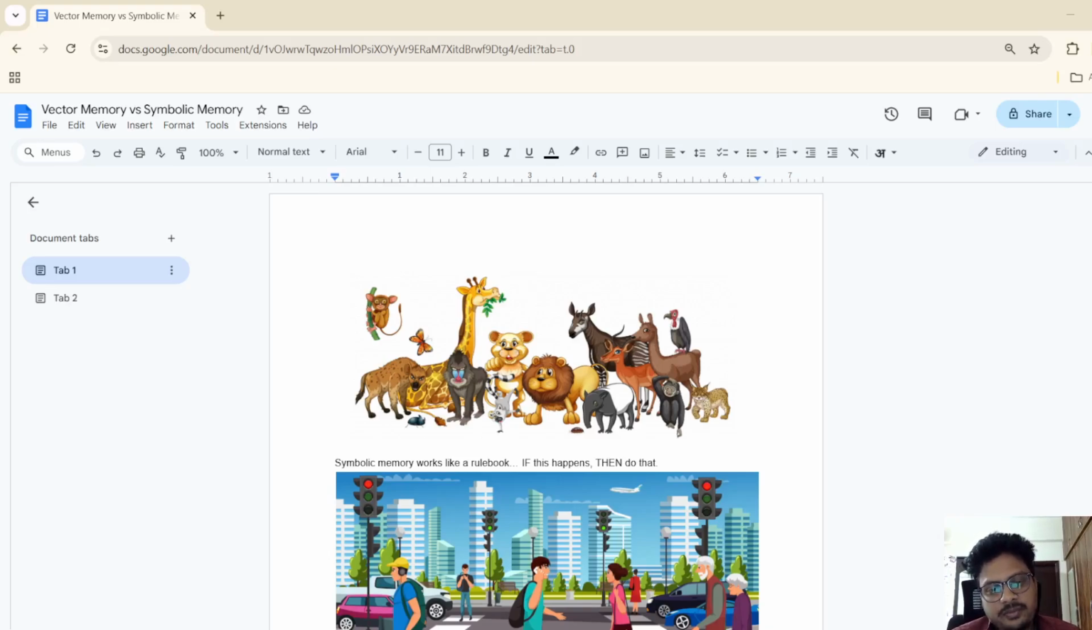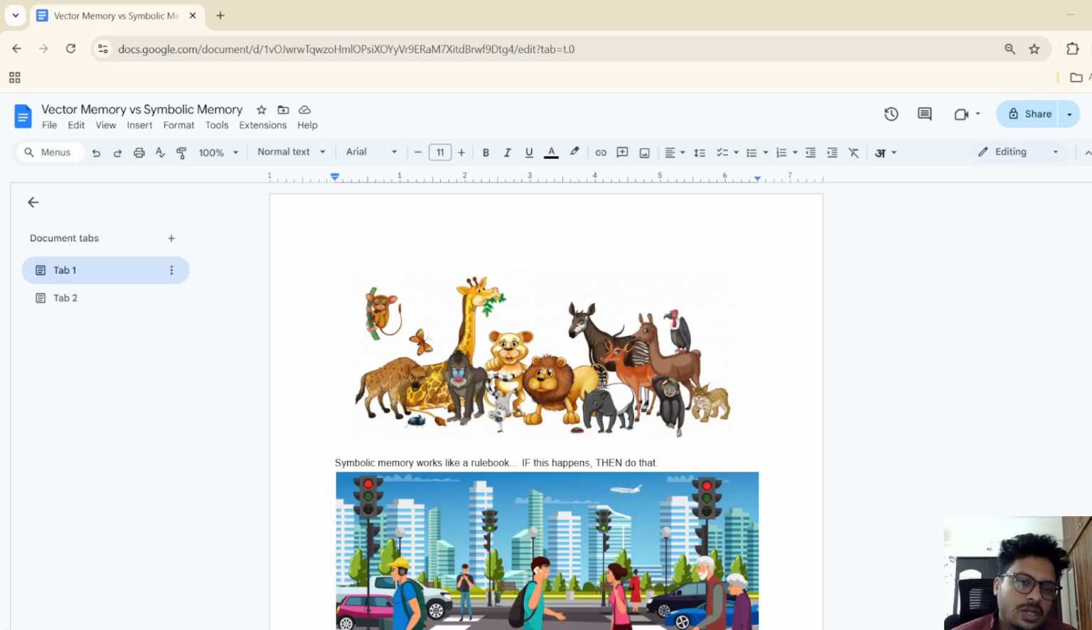For example, we can say a penguin is a bird. Rules get confused here because with feathers a bird can fly. So here the rules get confused. Symbolic memory is logical only, and it is not flexible.